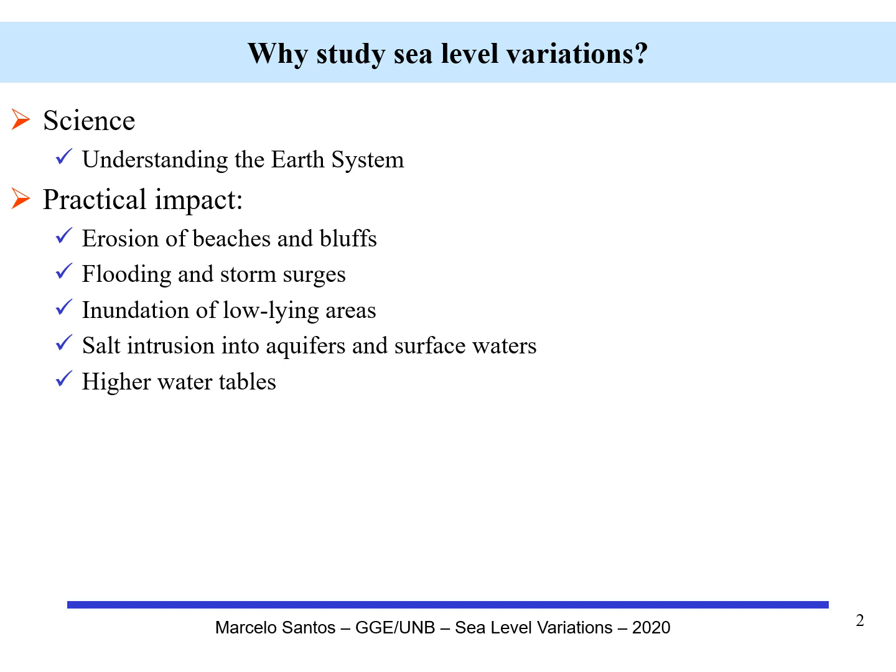Sea level variation has visible impacts. Sea level rise impacts erosion of beaches and bluffs, increase in flood and damage caused by storms, inundation of low-lying areas, salt intrusion into aquifers and surface waters, and causing higher water tables.